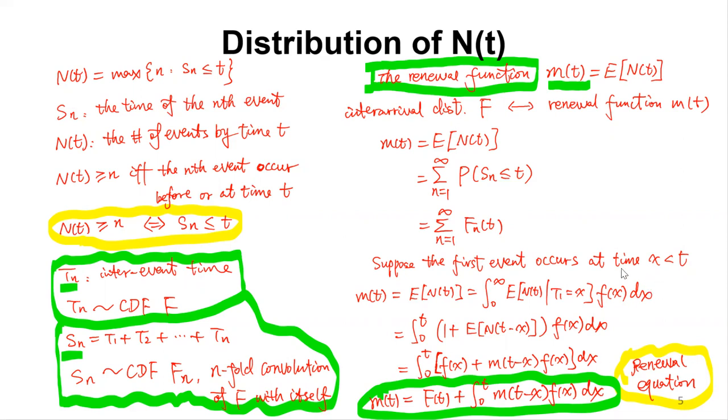Here f(x) is the PDF of the first event, and F is also the CDF of the first event. This is called the renewal equation.